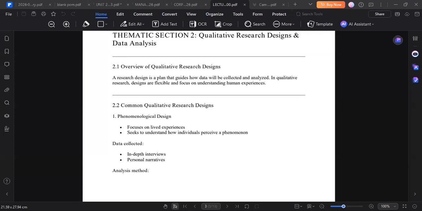It also focuses on context-based understanding. So the research will consider the environment and setting in which people live, the social, cultural, and economic factors that are there. It will make use of open-ended methods where data is collected through interviews, focus groups, observations, documents, and it takes note of interpretive analysis. So data is analyzed using patterns and themes and meanings rather than using statistics.